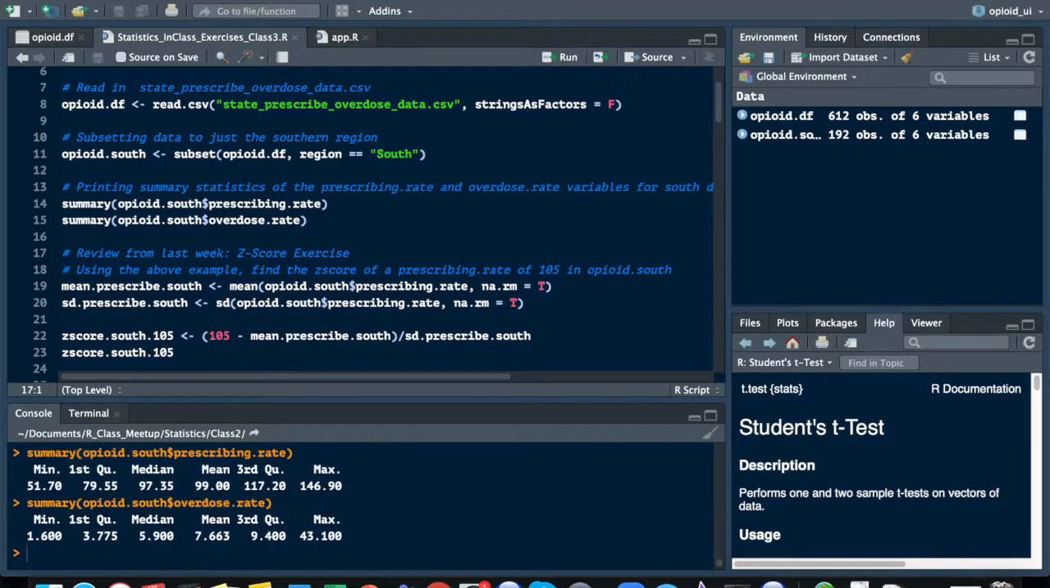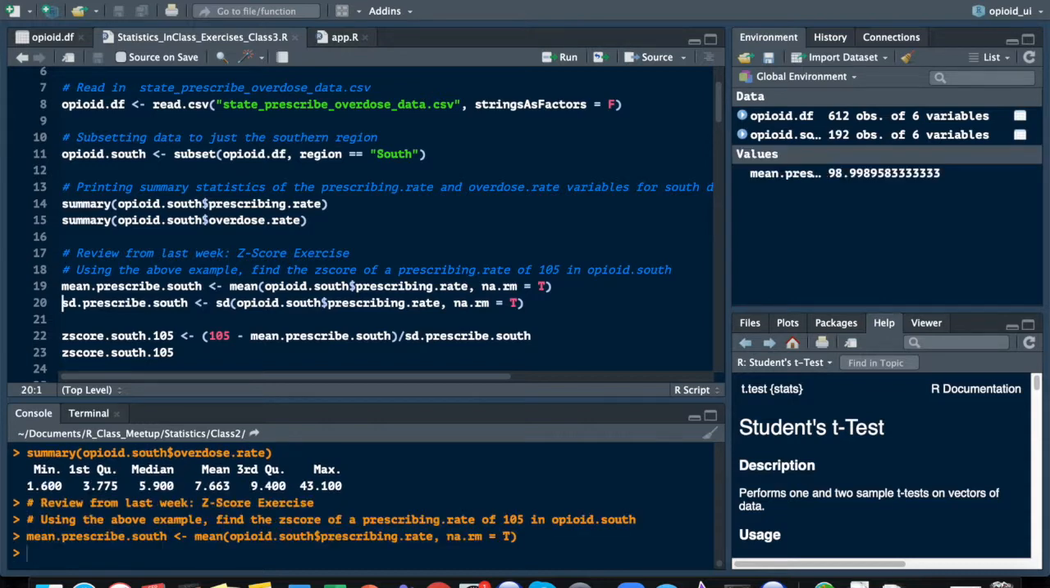You'll see here that the median is 97 for the prescribing rate. So that's 97 bottles of pills per 100 individuals. And then you're seeing that the mean is 99 in southern states in particular. So we are seeing that range here, and I'll come back to it in a second, so that you can then understand better what the confidence interval means. We are using that opioid south data. This is just finding the mean prescribing rate. You'll see that here. The standard deviation is 23.6.